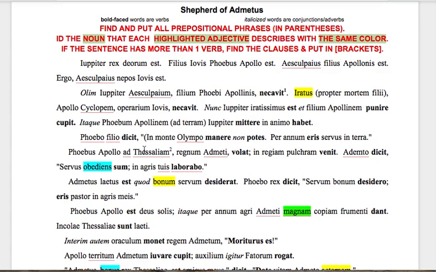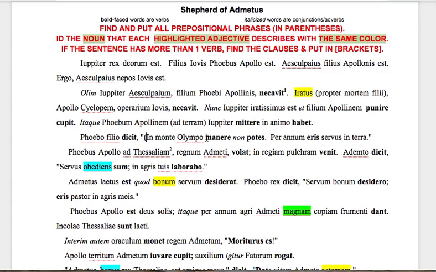I know that in can be followed by the accusative or the ablative case, so I look at the words that come after it. E is an ablative ending, and then I look also at Olympo, which is also an ablative ending, and then I look at the next word, manera, which is in boldface words, so that's a verb, so obviously that's not going to be in the prepositional phrase. I have 2 ablative case nouns. How am I supposed to decide which one is the object of the preposition?